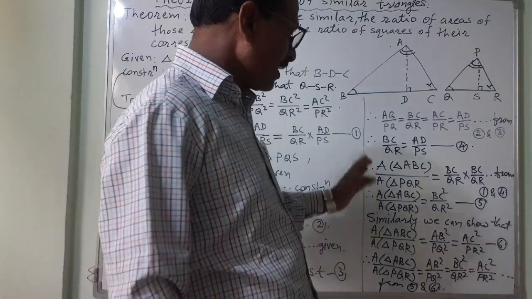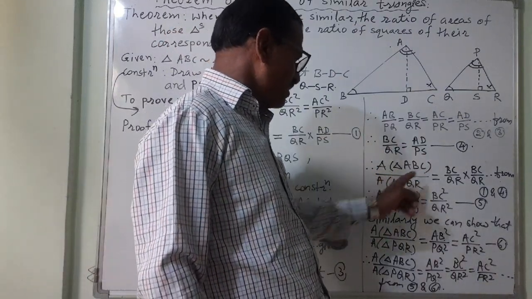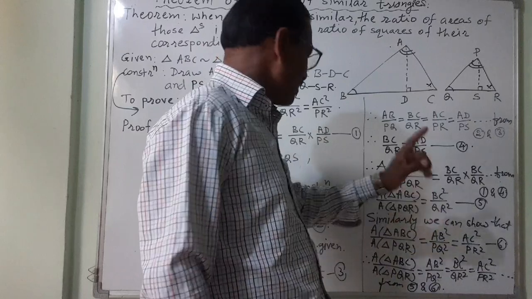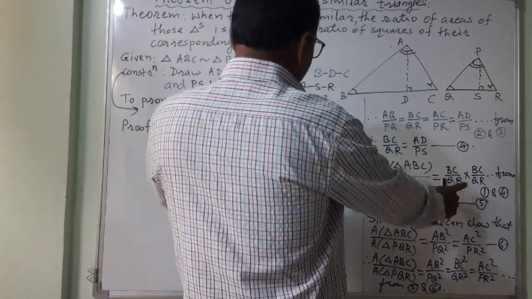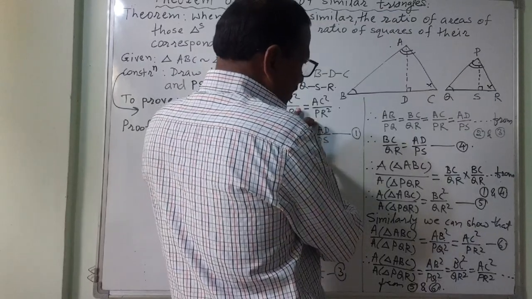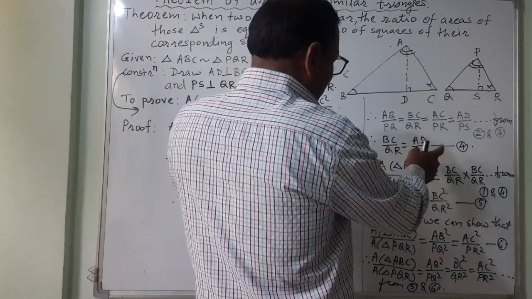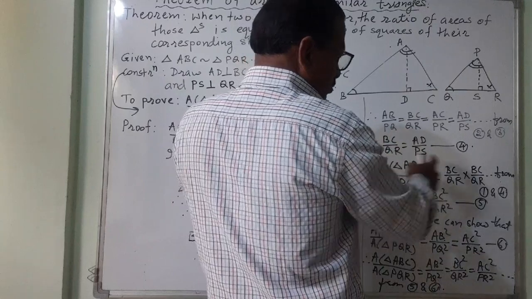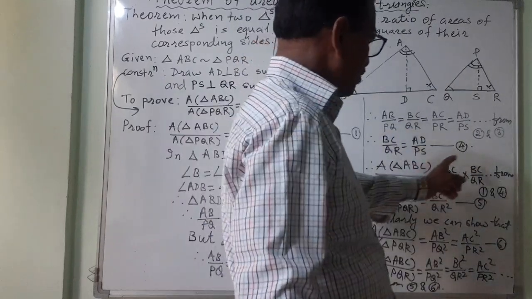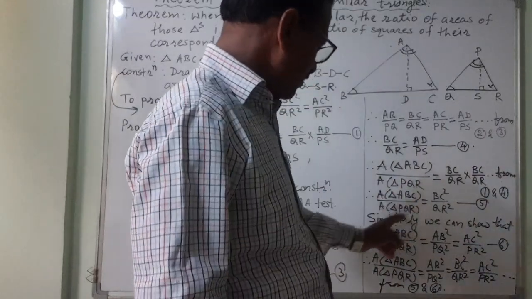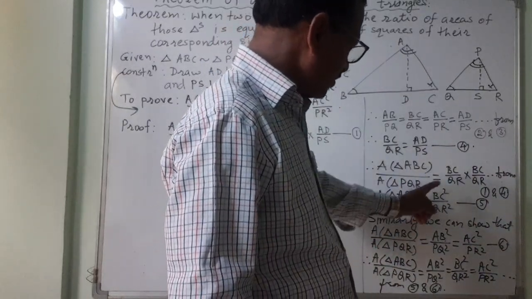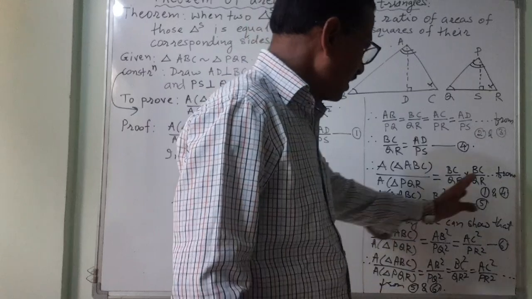Okay. Now area of triangle ABC upon area of triangle PQR is equal to, this part is BC upon QR into, this is AD upon PS, that is also BC upon QR. So BC into BC, BC square, QR into QR, QR square. So area of triangle ABC upon area of triangle PQR is equal to BC square upon QR square. This is statement number 5.